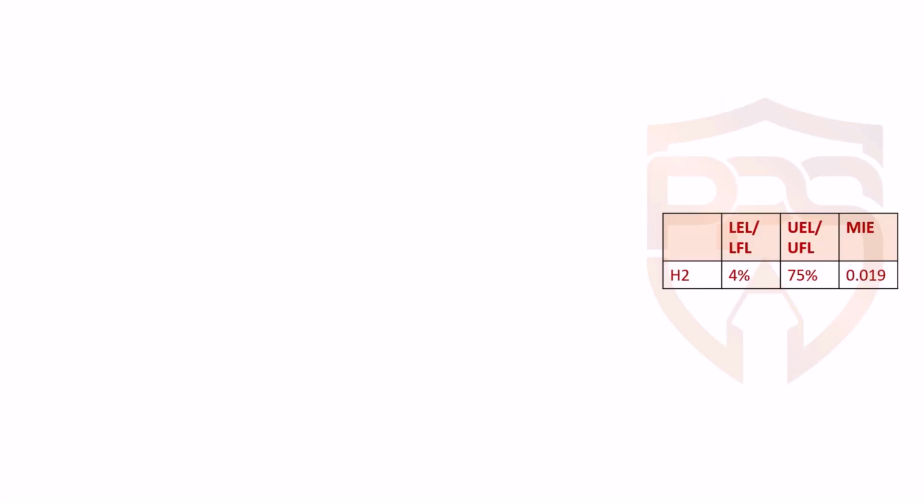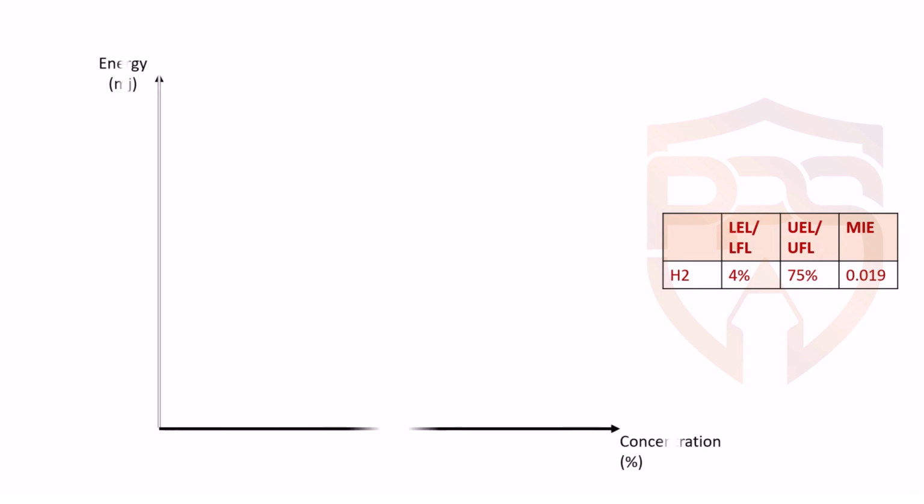Let's show it on a graph. This part is the heart of this session, so please pay attention. If we draw a two-dimensional chart where the horizontal axis shows the percentage of gas concentration in the air and the vertical axis shows the energy needed for ignition or explosion, we first draw the chart for hydrogen.